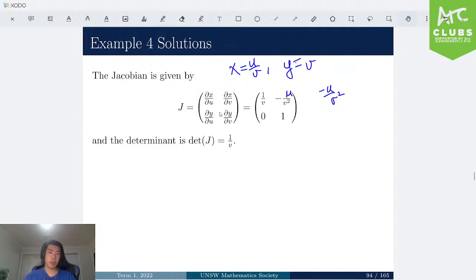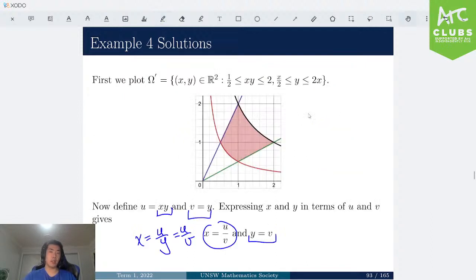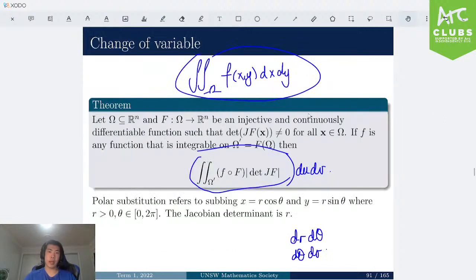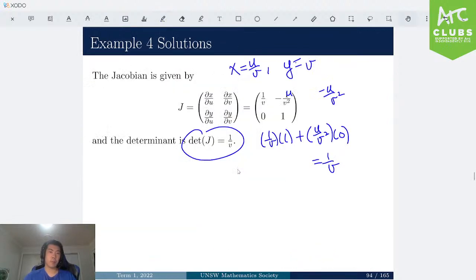Then we differentiate y in terms of u, that's just 0, and we differentiate y in terms of v, that's just 1. And so the determinant of this matrix would just be 1 on v times 1 minus, or in this case plus, u on v squared times 0, which is just 1 on v. Okay? So we now have nearly all the components to our Jacobian transformed integral. We have our determinant, and now we just have to do f composed with capital F. Right? So let's keep going.